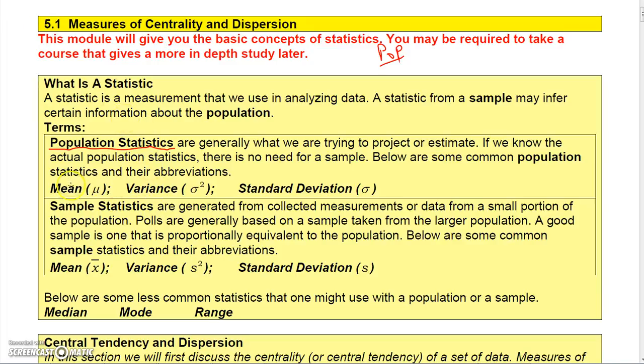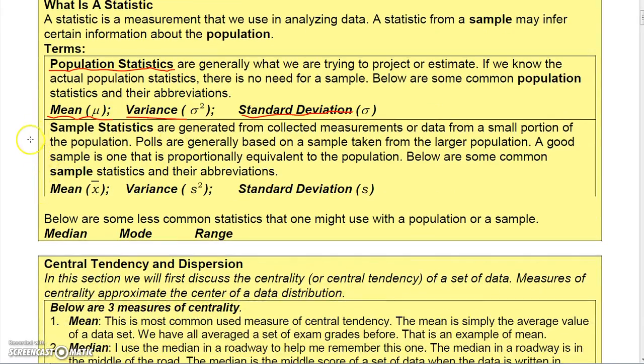And some of the statistics that we'll focus on are the mean, which is a measure of centrality, the central point of a distribution. And measures of dispersion that we'll talk about are the variance and standard deviation. Now, what we'll focus on are the sample statistics, not the population statistics, because we use sample statistics to infer information about the population statistics.